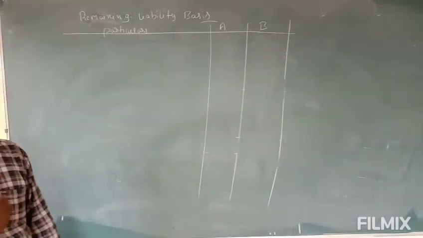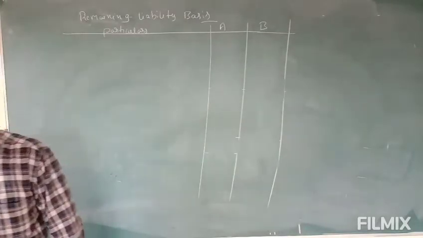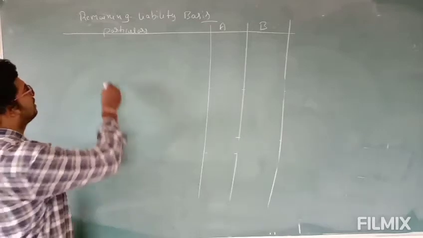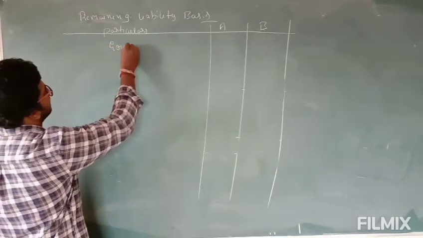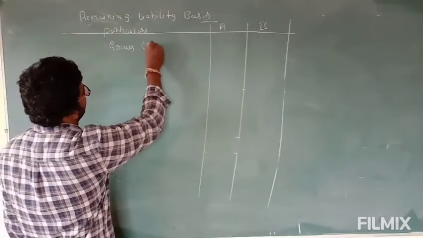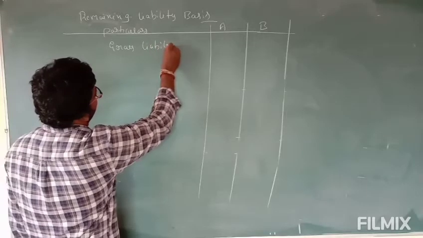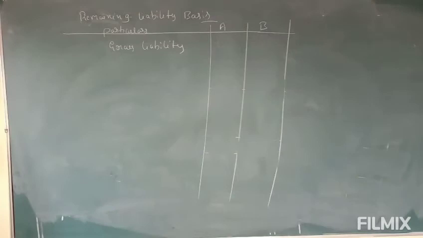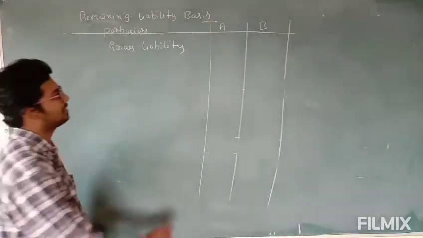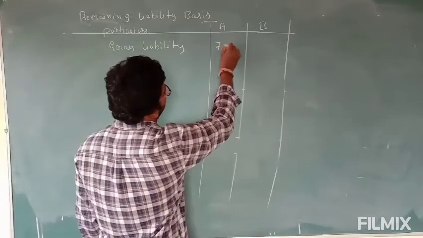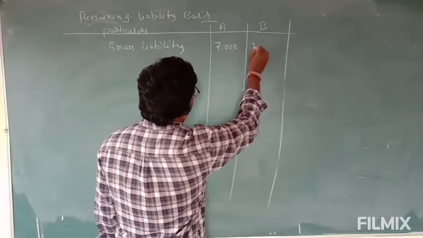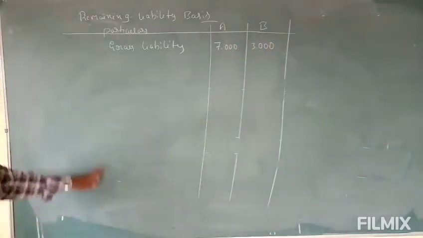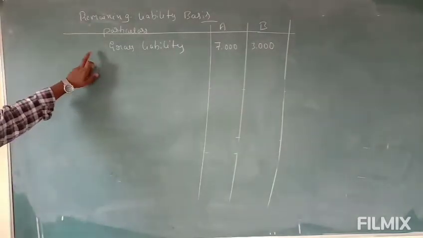So first step, we need to take the gross liability again. How many shares are allotted to each underwriter? So first take gross liability. Look at the question. What is the allocation for A and B? A 7,000 shares, B 3,000 shares. So only one change here.